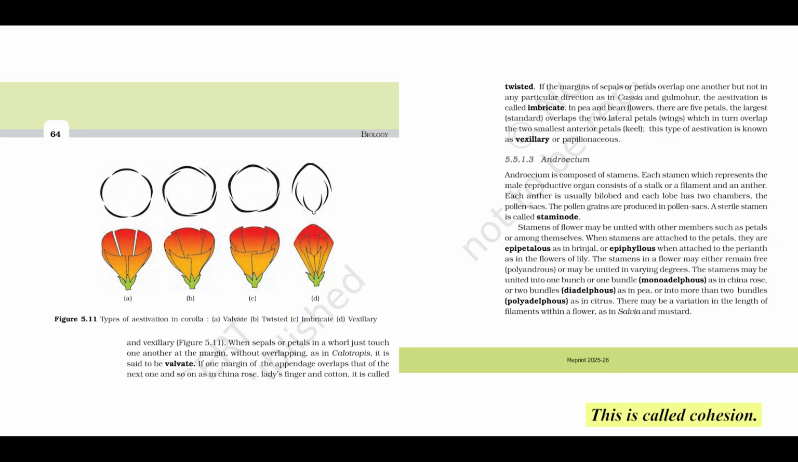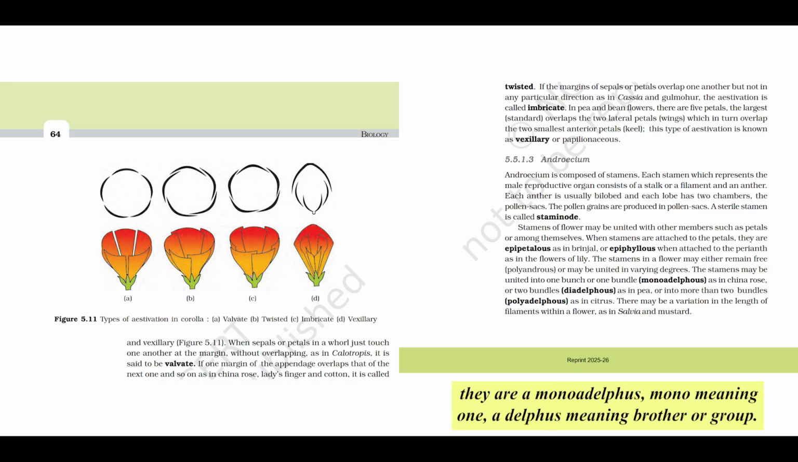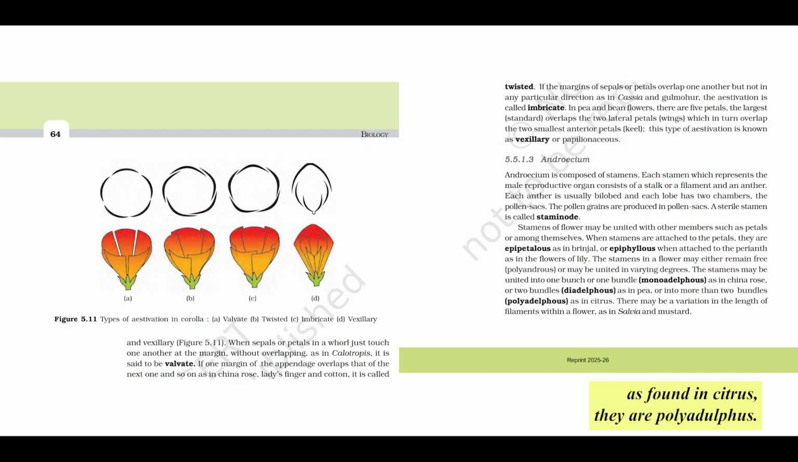This is called cohesion. If stamens remain completely free and separate from each other, they are described as polyandrous. If they are united into a single bunch or bundle by their filaments, as in China rose, they are monoadelphous, mono meaning one, adelphous meaning brother or group. If they are united into 2 distinct bundles, which is typical of pea flowers, often 9 fused plus 1 free, they are diadelphous. And if they are united into more than 2 bundles, as found in citrus, they are polyadelphous.